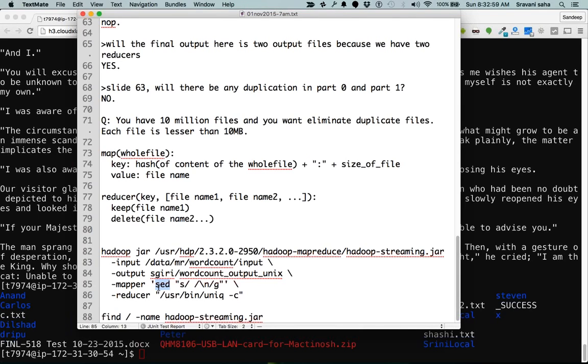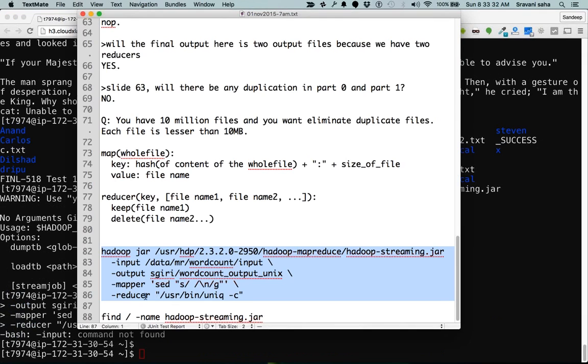So the mapper would be our sed command. What does this sed do? For each line which is being fed to it as input, it's converting that into one word per line. Now that output will go to Hadoop and will be grouped together per word, and then it will be ungrouped by streaming actually, and the reducer will get the data sorted alphabetically. So here Hadoop is just doing the job of sorting.